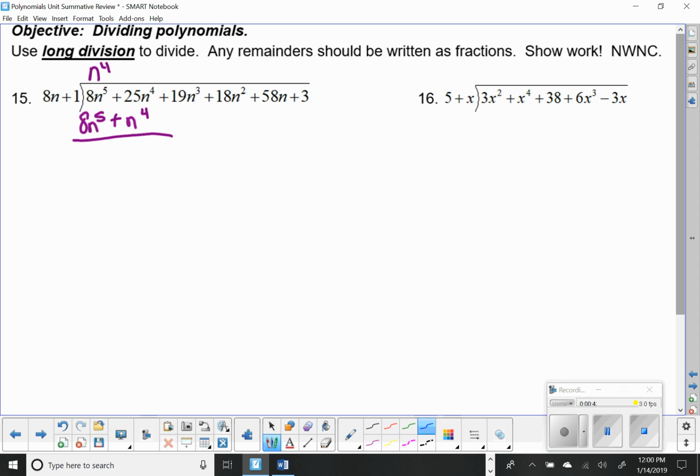This is where it can be helpful to have a different color, because now we're going to subtract. 8n to the 5th minus 8n to the 5th goes away. 25 minus 1 is 24n to the 4th, and I'm going to bring down my 19n cubed. 8 will go into 24 3 times. So now I have plus 3n cubed. That makes this 24n to the 4th, 3 times the 8, and then plus 3n cubed.